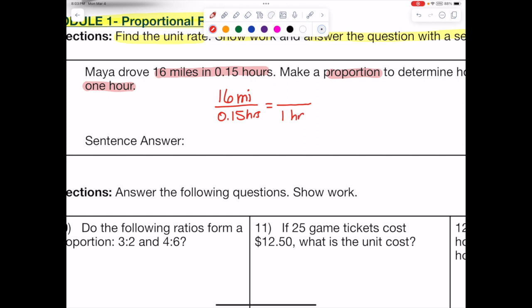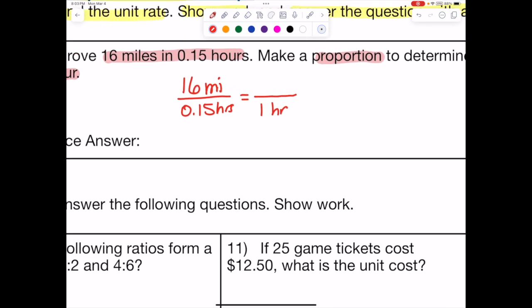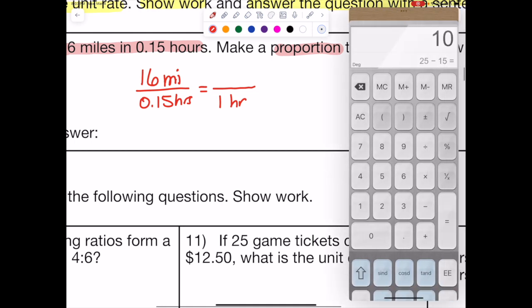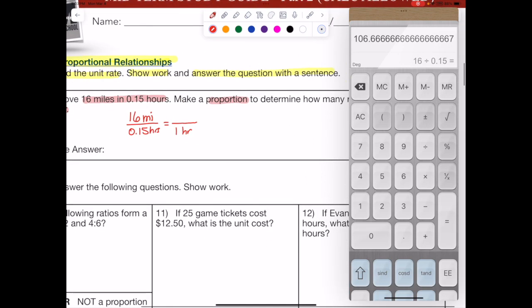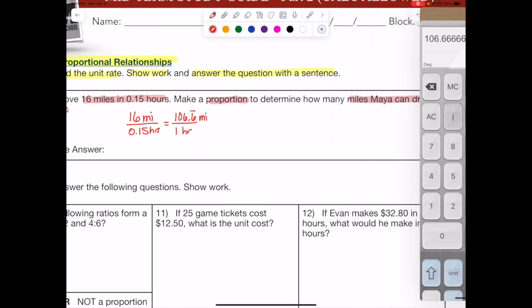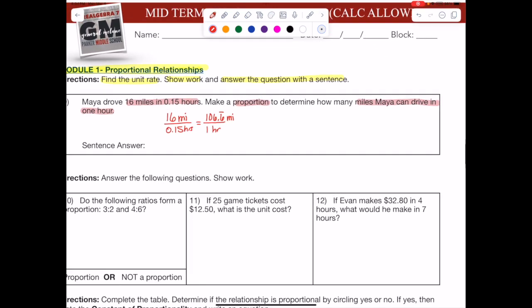So how do we find a unit rate? Well, you could find the multipliers and all that, but we also know unit rates are just made by dividing the numerator divided by the denominator, okay? And so if we just do 16 divided by 0.15, it tells us how many miles per hour, okay? So let's go ahead and write this down. So it's 106.6 repeating miles per hour, okay?